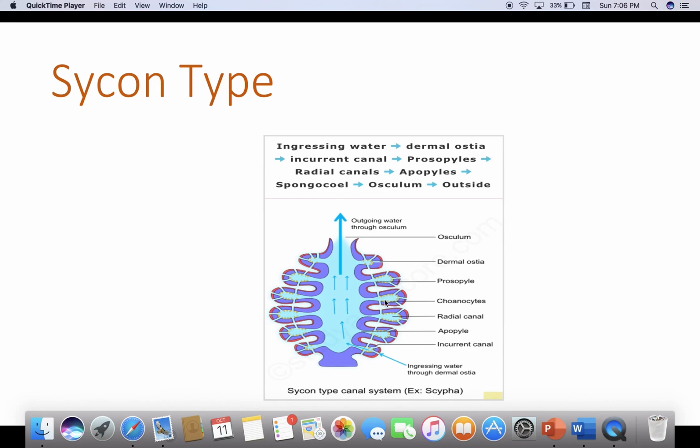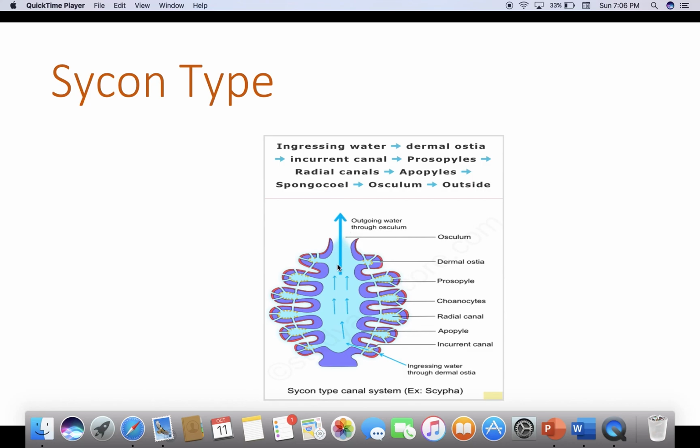These canals open into the central spongocoel by internal ostia or apopyles. So here are the apopyles. The spongocoel is a narrow, non-flagellated cavity which is lined by pinacocytes. It opens to the exterior through an excurrent pore, that is the osculum. It is the same as that of the Ascon type.